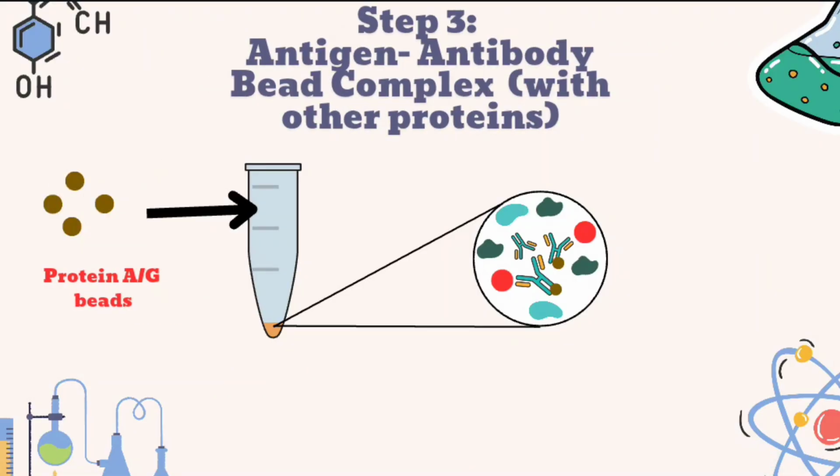Then the third step is the formation of the antigen-antibody-bead complex with the other proteins. Here protein A or protein G coated beads, mainly agarose or magnetic beads, are added. These proteins have high affinity for the Fc region of antibodies, helping capture the antigen-antibody complex.